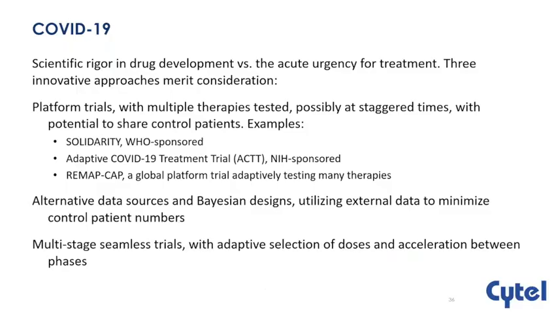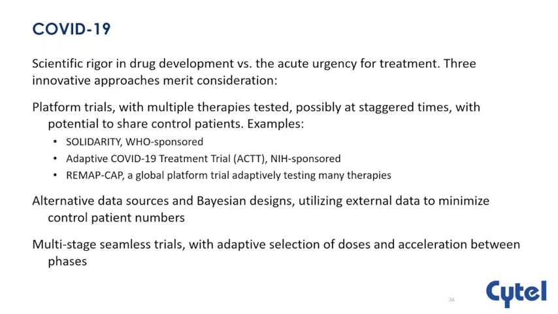And finally, something that I think I absolutely need to mention, and that is COVID-19. And why is that the case? Well, first, as COVID-19 emerged, there was a big question, how do you develop drugs? And there's a dilemma of scientific rigor versus the acute urgency for the treatment, and how much you can compromise. And let me clarify that platform trials are not a way of compromising, and multi-stage seamless trials are not a way of compromising. However, the question is, do you reduce the bar?